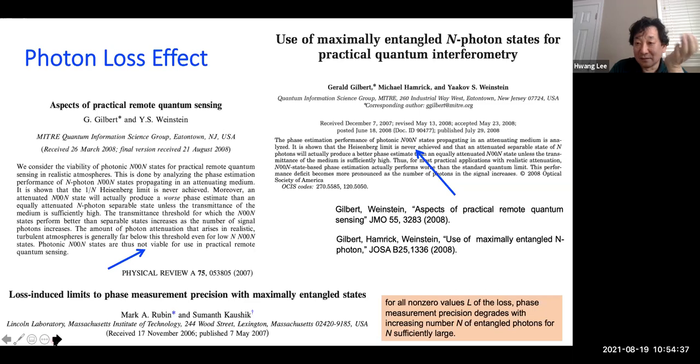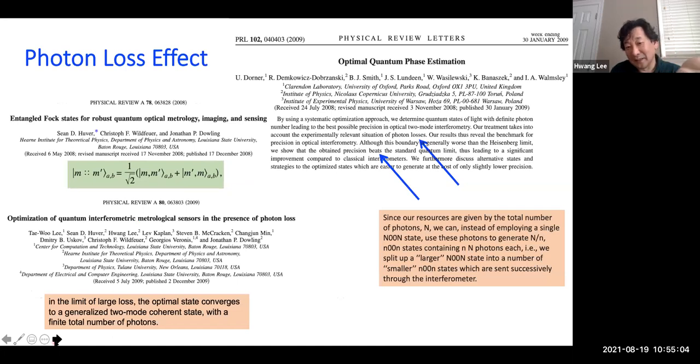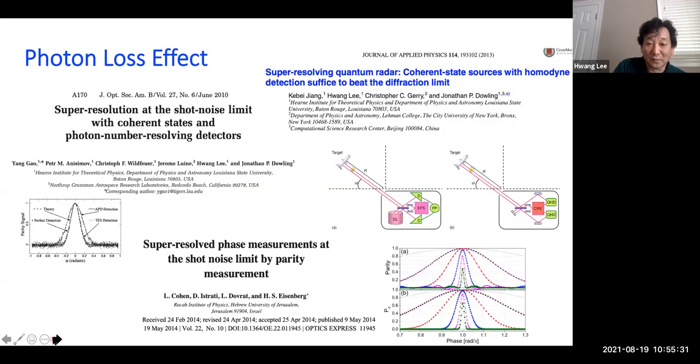And then there is a problem with photon loss. All these squeezed states, Fock states, NOON states, everything suffers from photon loss. And some people are saying that the NOON state is not viable for practical remote quantum sensing. Okay, the Heisenberg limit is never achieved. So a lot of criticism. And then there are a lot of efforts to avoid this photon loss effect. The Walmsley group at Oxford say that you should divide this large NOON state into small NOON states, which become more robust to photon loss. Okay, so fighting with the photon losses.